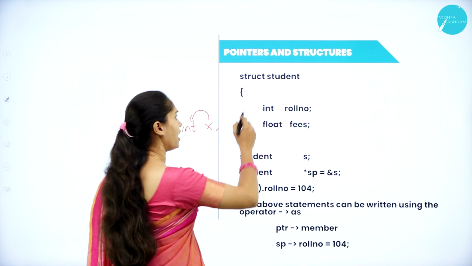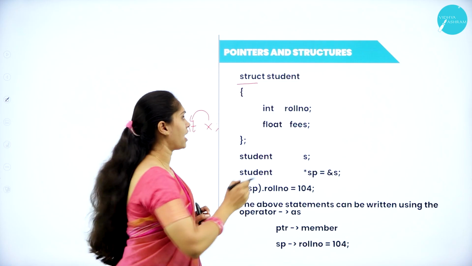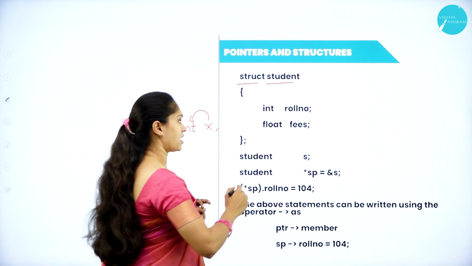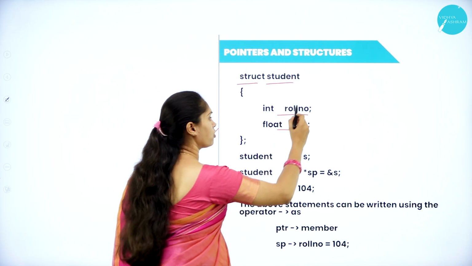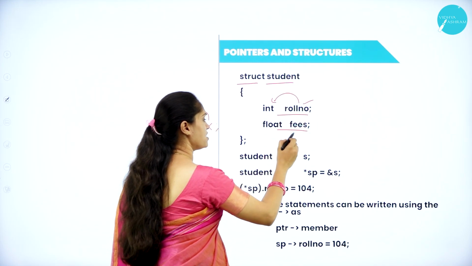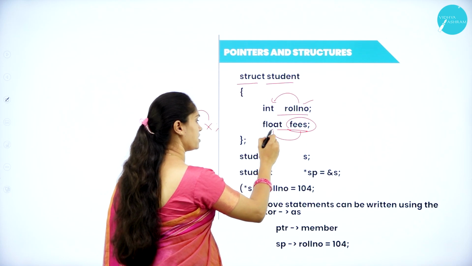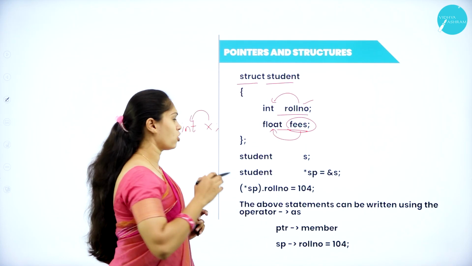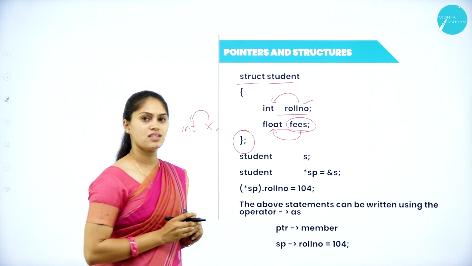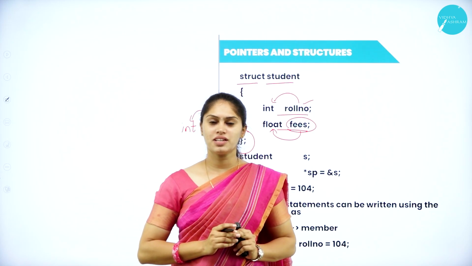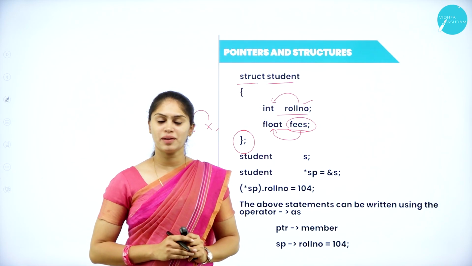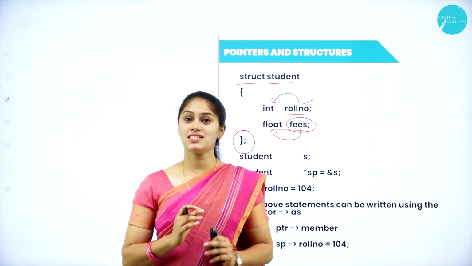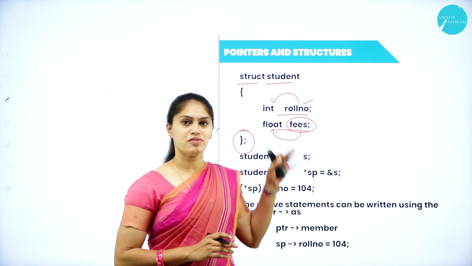In the same way, here I am using the struct keyword and student is the name of a structure. What are the variables that I have under this structure? I have roll number, which is an integer, and I have fees variable, which is a float. And how to close the structure? Same as classes, closing curly braces with a semicolon. That indicates the termination or end of this structure.